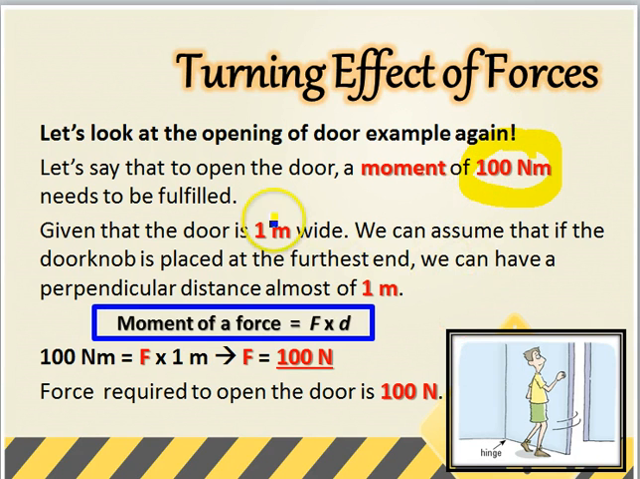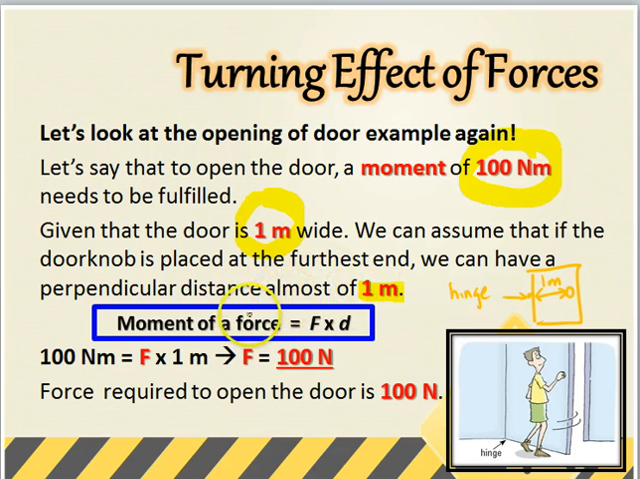Given that the door is 1 meter wide, we assume that if the doorknob is placed at the furthest end, the perpendicular distance is 1 meter. So what they're trying to say is, if you have a door, the doorknob is here, the hinge is here, this distance here will be 1 meter. So this is actually your perpendicular distance.